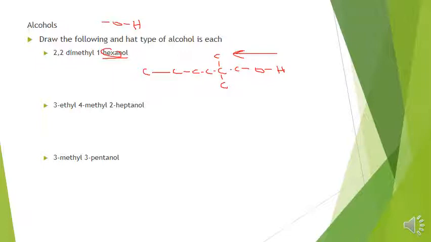Okay, 3-ethyl-4-methylheptanol. So there's 7 carbons: 1, 2, 3, 4, 5, 6, 7. Putting in the carbon-carbon bonds, leaving off the carbon-hydrogen bonds. The hydroxyl comes off number 2. I'm going to put it up here. And I'm going to go right to left. I could have gone the other way.